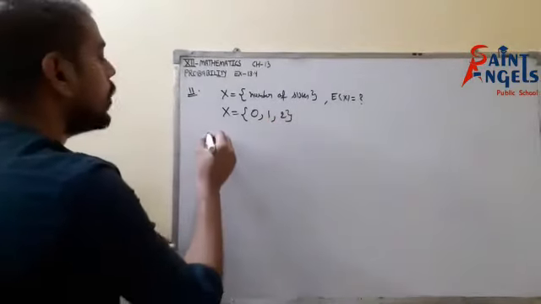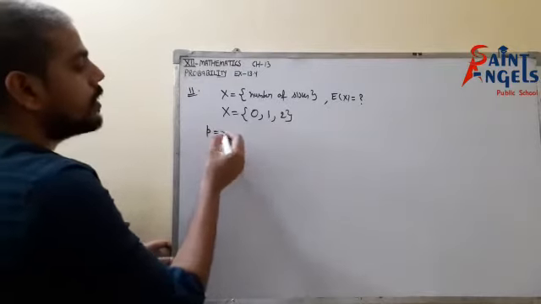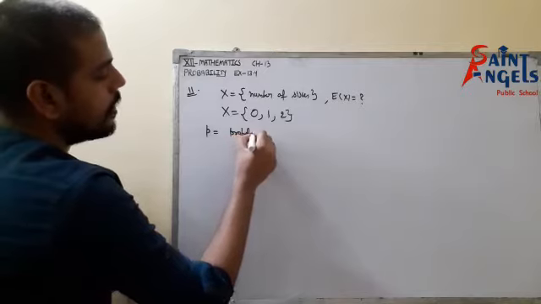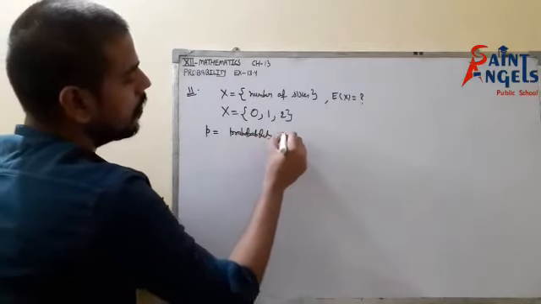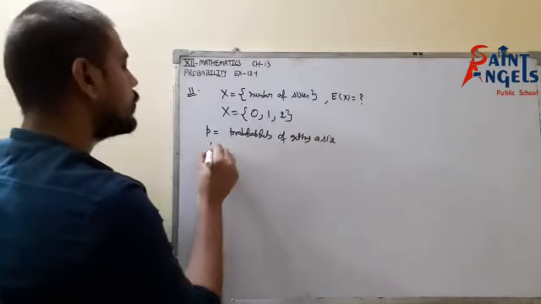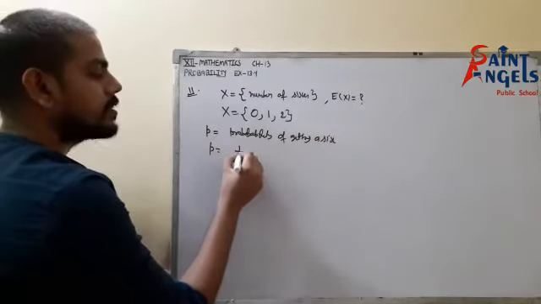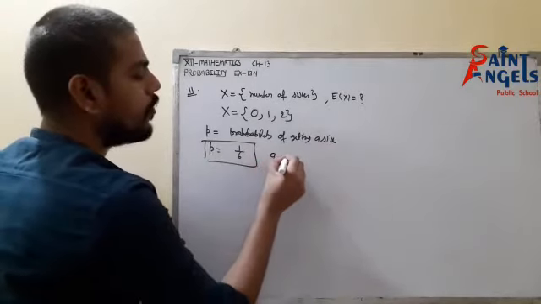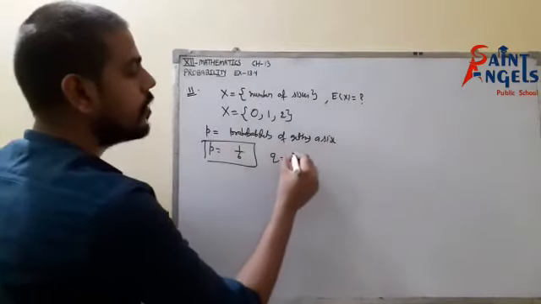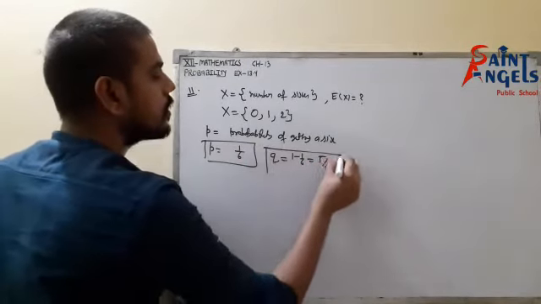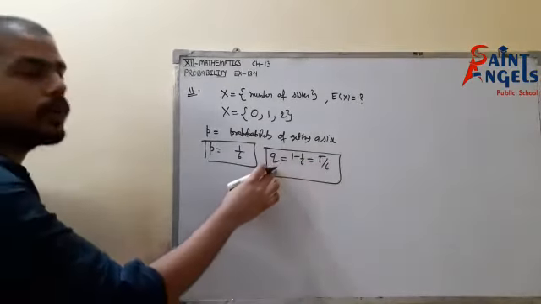So first of all, probability. Let p be the probability of getting a 6. So p equals 1 by 6. And let q be the probability of not getting a 6. That would be 1 minus 1 by 6, which means 5 by 6. Here q is the probability of not getting a 6.